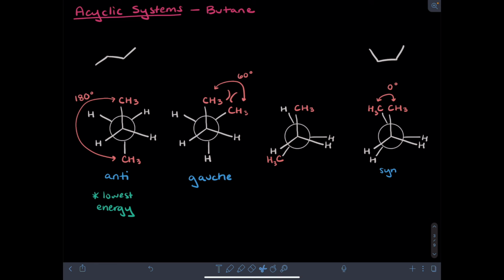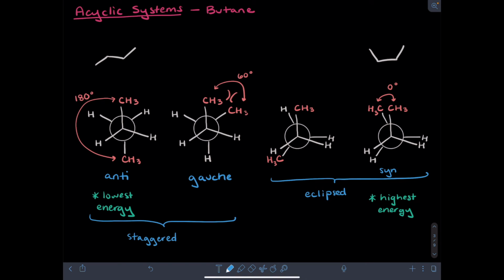another methyl. This could be called the syn conformer. I've shown in the skeletal structure what this would look like as well. This is going to be our highest energy conformation because we have the most steric clashing between the methyl groups when the dihedral angle is 0. So overall for butane, I have 2 staggered conformations and 2 eclipsed ones.